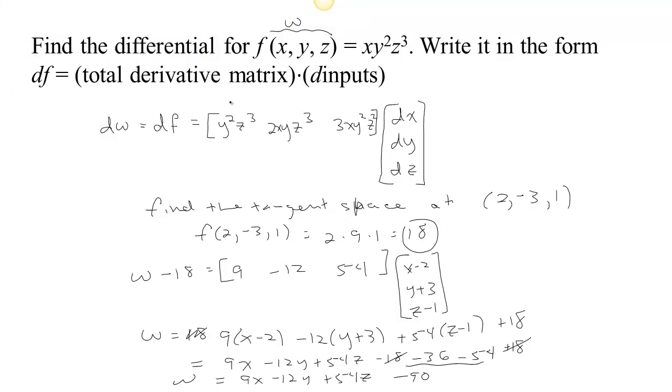It all comes from this total derivative matrix, which just contains the rates of change of the function in various directions. So there's one row for each output, and there's a column to contain the rate of change in each direction of the input. So partials with respect to x, partials with respect to y, and partials with respect to z.